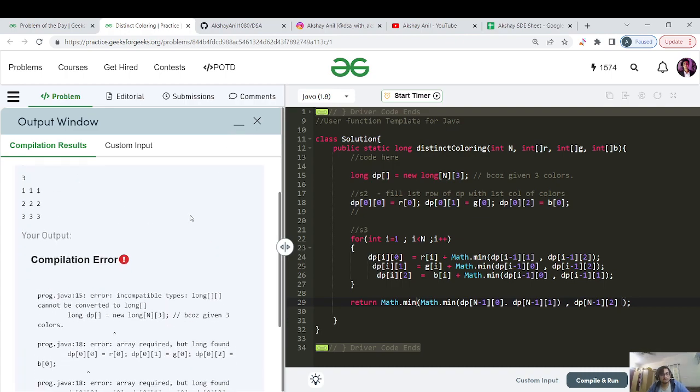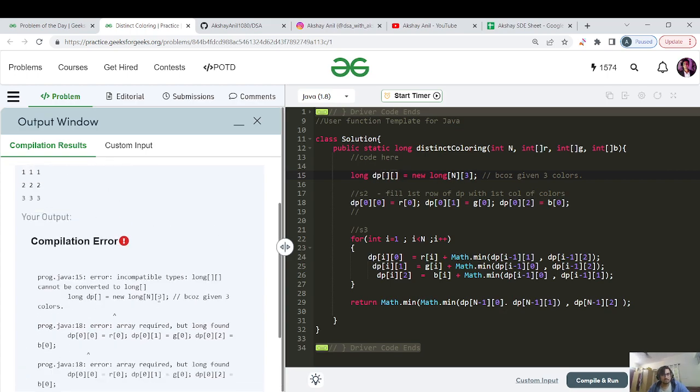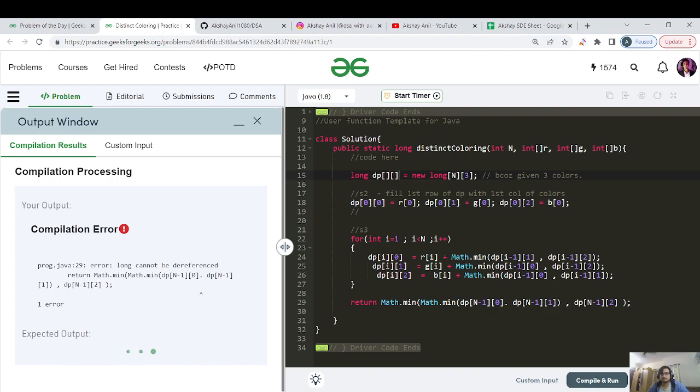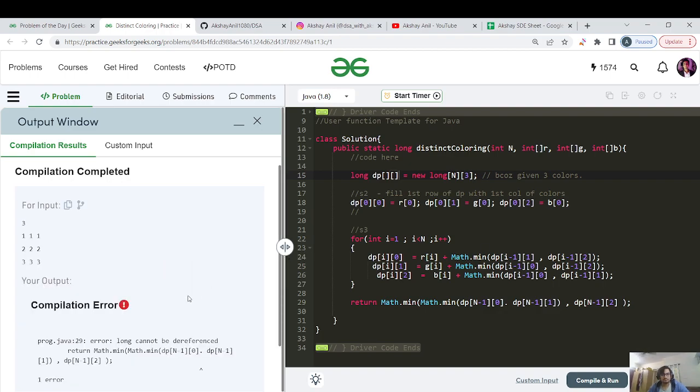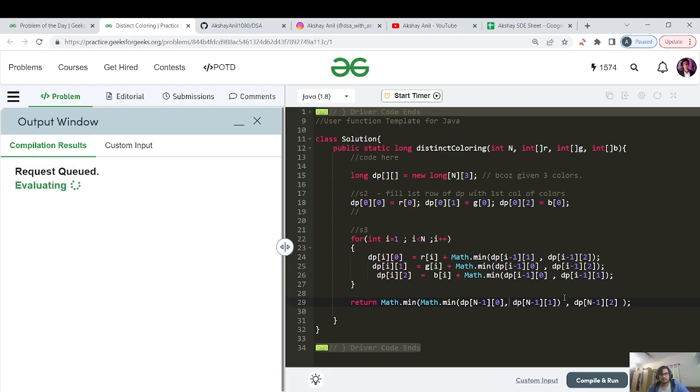Okay, so let me just get free of these syntactical errors. Since we are making a 2D array, I need two big brackets. Okay, I think it will work now. Let's see. Okay, what's the problem? Long cannot be dereferenced. Let me see. Okay, so I made a mistake and I mentioned the full stop there. So let's compile and run it again.